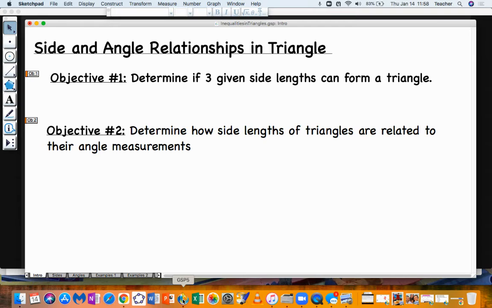Video is about side and angle relationships in triangles. Two objectives we're going to try to get done today. Objective one, we're going to try to determine if three given side lengths can form a triangle. We're going to try to do that two ways.